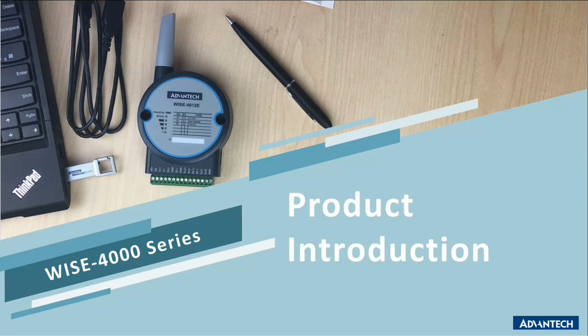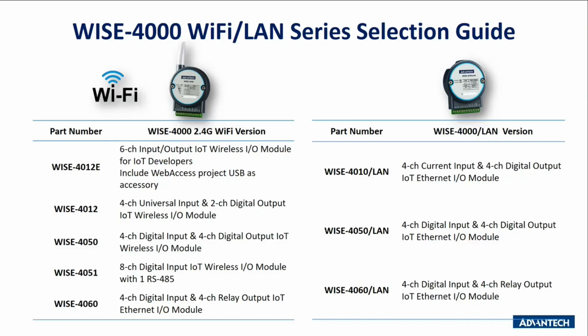So next, we will go through the wireless I/O modules, namely WISE 4000 and WISE 4220 series. You can refer to this selection guide in the slide here. There are 2 variants of the WISE 4000 series, which are the Wi-Fi version and also the LAN version. Our demo today will be on the WISE 4012E. This model comes with the extension board, which you can use to do mini testing on your own. Our application engineer will later show you more on the utility configuration.